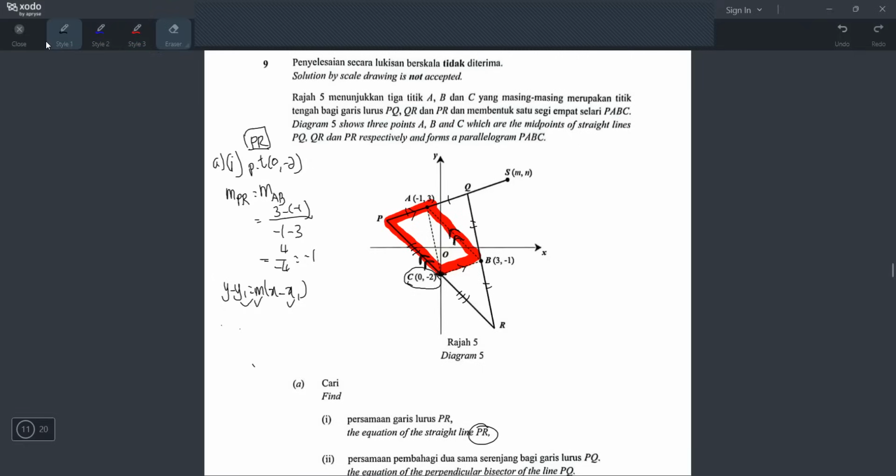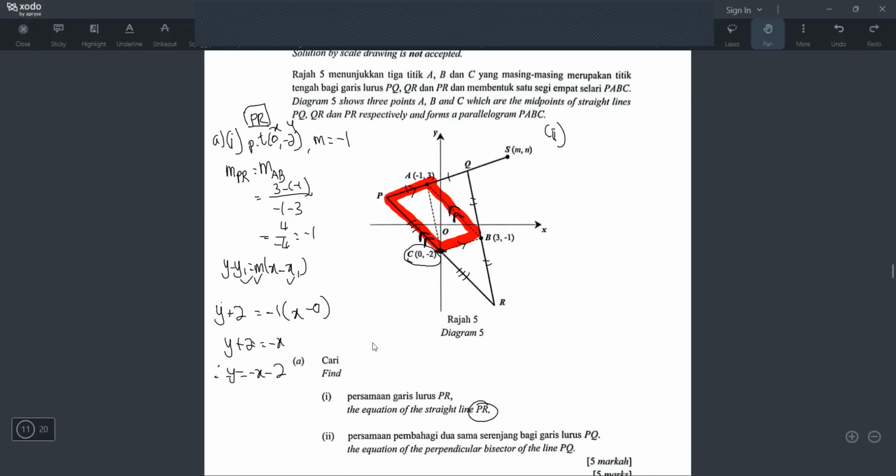Let's try. So it will be y minus y, so y minus -2, because y plus 2, because the point it passes through is x 0, y -2, right? And then the gradient we are using here is -1. So it will be y minus y equals gradient -1, x minus x. So x has to minus the x coordinate, so x minus 0. So you will end up getting y plus 2 equals -x, and then y equals -x minus 2. You see, it's the same thing, right? So yeah. Okay, now let's do the second question.